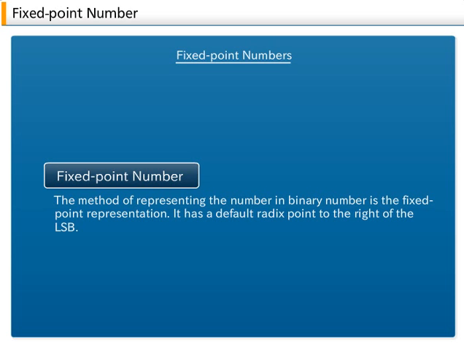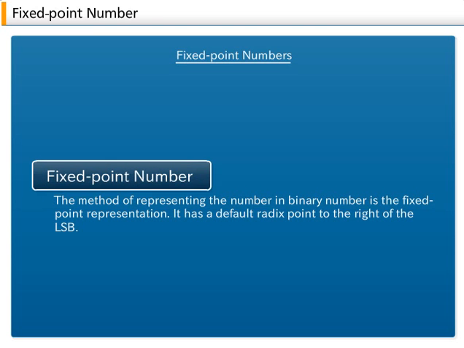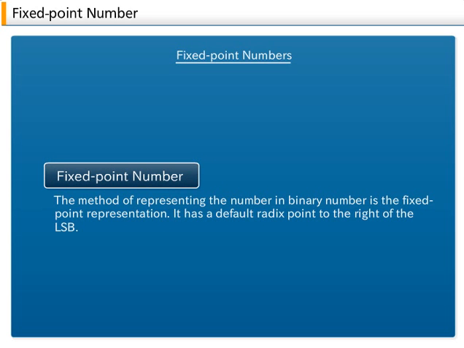The position of the radix point is fixed beforehand, and the method of representing the number in binary is the fixed point representation. It has a default radix point to the right of the LSB. This is often used to represent integers. The fixed point number length is usually determined by the word length of the computer. There are word lengths of 16, 32 and 64 bits.